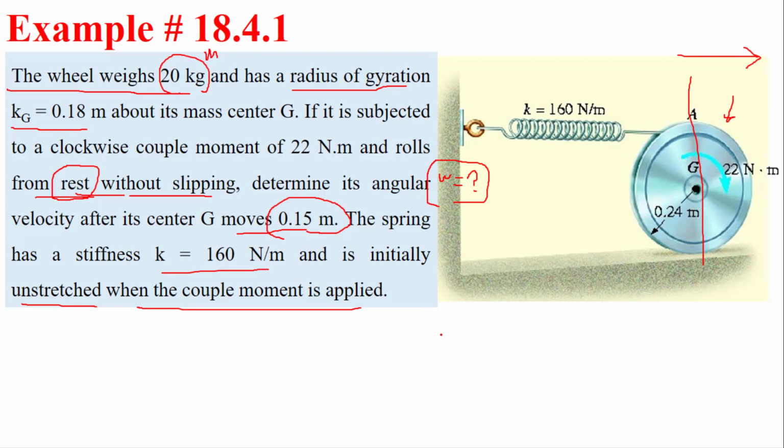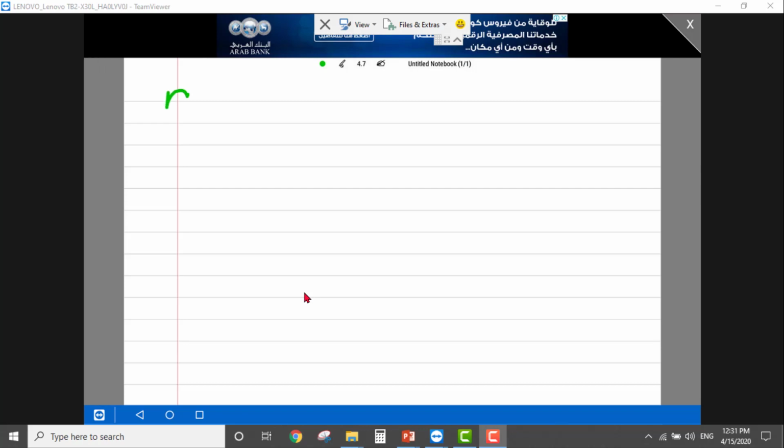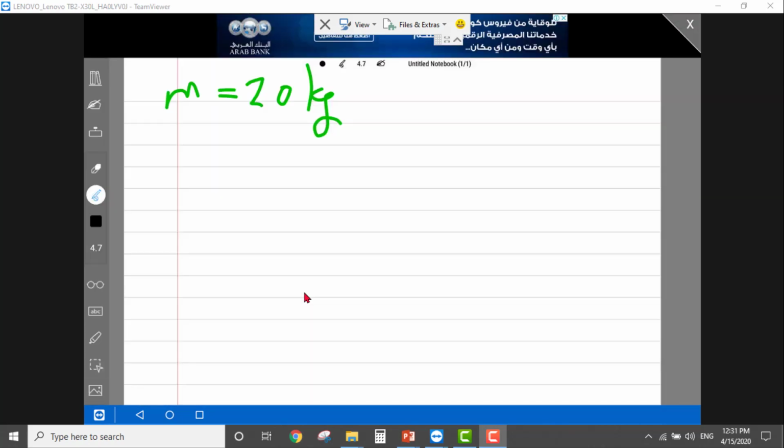Now, how to solve this problem? We'll benefit from the principle of energy and work. Let us move to the solving board. Okay, and let me first write the given information. So we have mass equal to 20 kilogram. Let me use black color. And also we have radius of gyration kG. So this gives us 0.18.